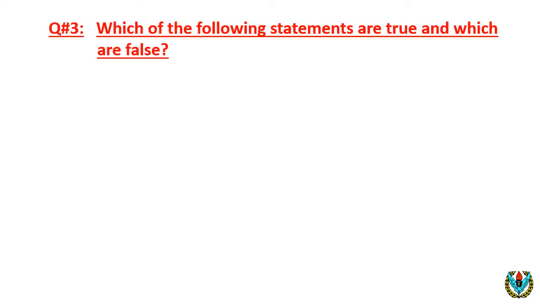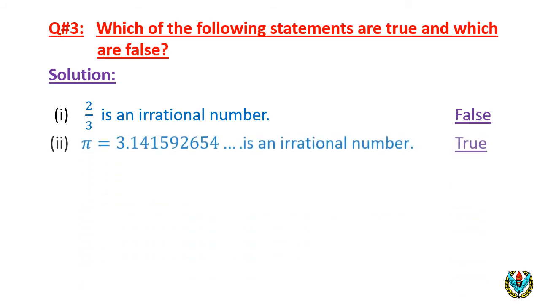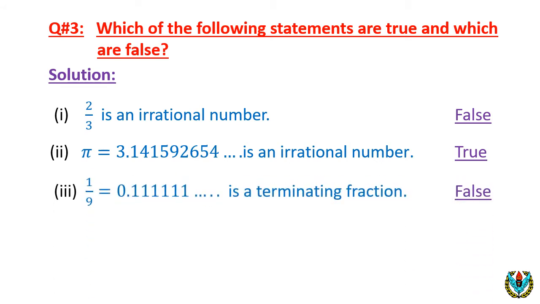Question number 3. Which of the following statements are true and which are false? Its solution is part 1. 2 by 3 is an irrational number. False, because 2 by 3 is a rational number. Part 2. Pi is an irrational number. It's true. Part 3. 1 by 9, that is equal to 0.111 and so on, is a terminating fraction. It's false because it's a non-terminating fraction.